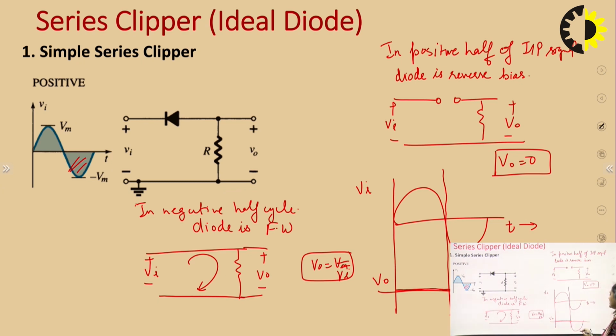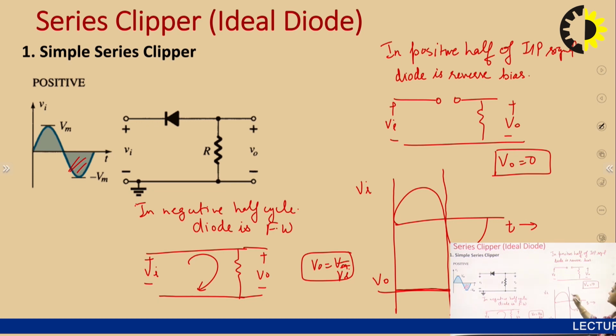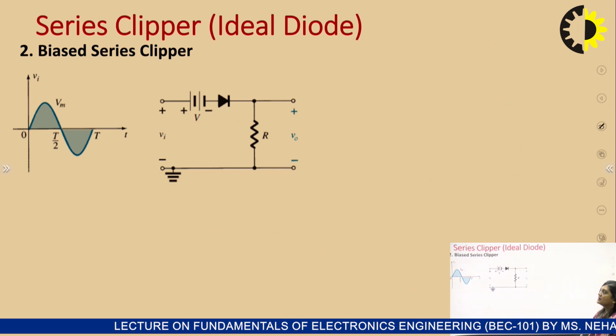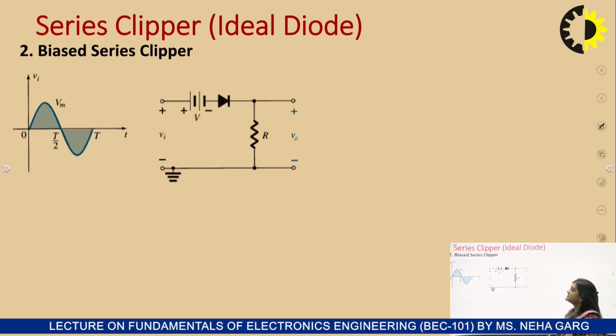So this will be the output, and here the peak value is minus Vm, and here it is plus Vm. So this will be the output in case of the series clipper. This is a positive series clipper because the positive cycle has been removed here. And now this is a biased series clipper.